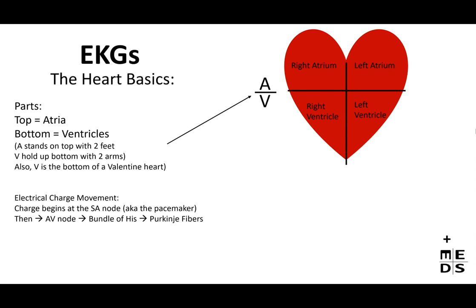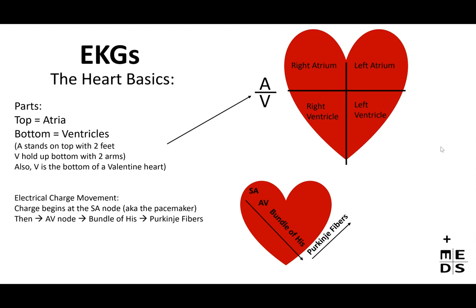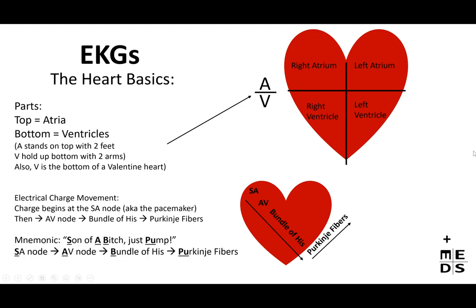The electrical charge movement is going to go through a sequence of four main parts: the SA node, which is the sinoatrial node, then the AV node, to the bundle of His, to the Purkinje fibers. Sorry, I can't speak today. You're going to see it here with the heart I have down here: it starts from the SA to the AV to the bundle of His to the Purkinje fibers, and then back up, and it shoots back around. The way you can remember this is through the mnemonic "son of a bitch, just pump": SA node, AV node, bundle of His, and then Purkinje fibers.